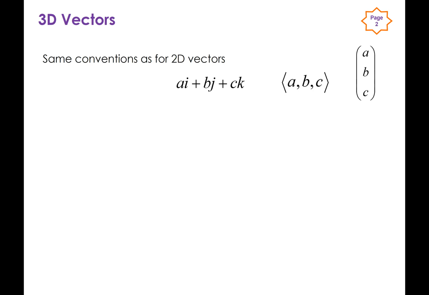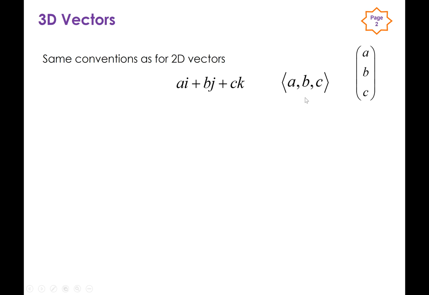Now, the main aim of the Specialist 12 course is to look at the applications of vectors to three-dimensional situations. So essentially, 3D vectors behave in much the same way as 2D vectors, except we have a third component. So you have exactly the same conventions. We have an i and a j component, but that third dimension is just going to be k. So we can write it as i, j, and k.